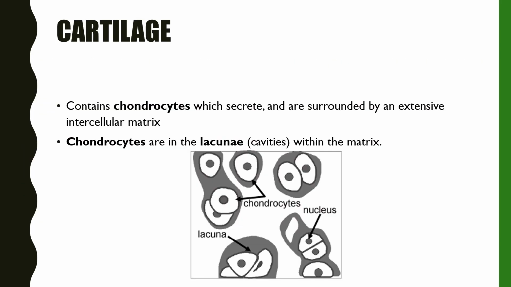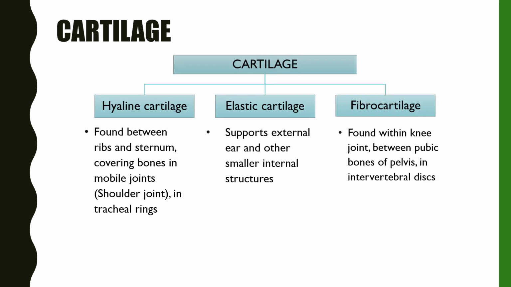Next is the cartilage. Cartilage has the chondrocytes, which are the cartilage cells, and chondrocytes are sitting in the lacuna, which are cavities in the matrix. So we have three types of cartilage: hyaline, elastic, and fibrocartilage, or in some books, fibrous cartilage.